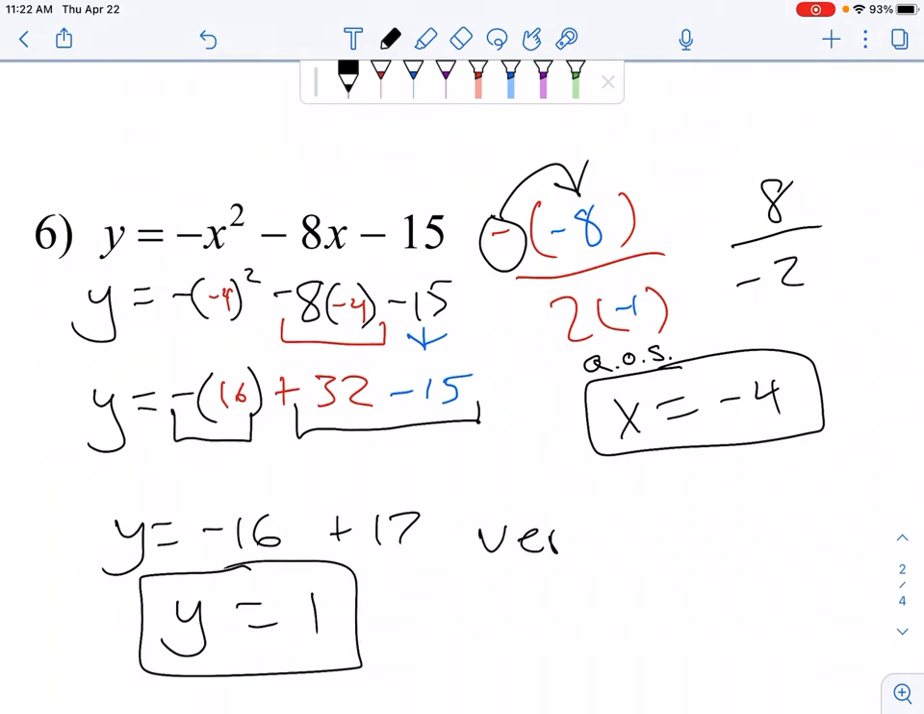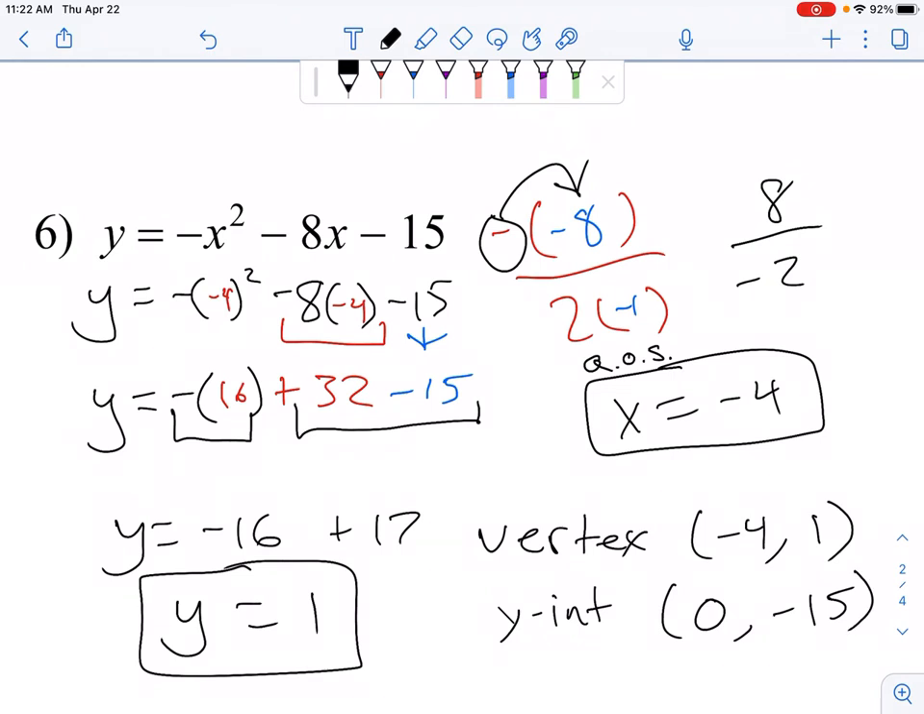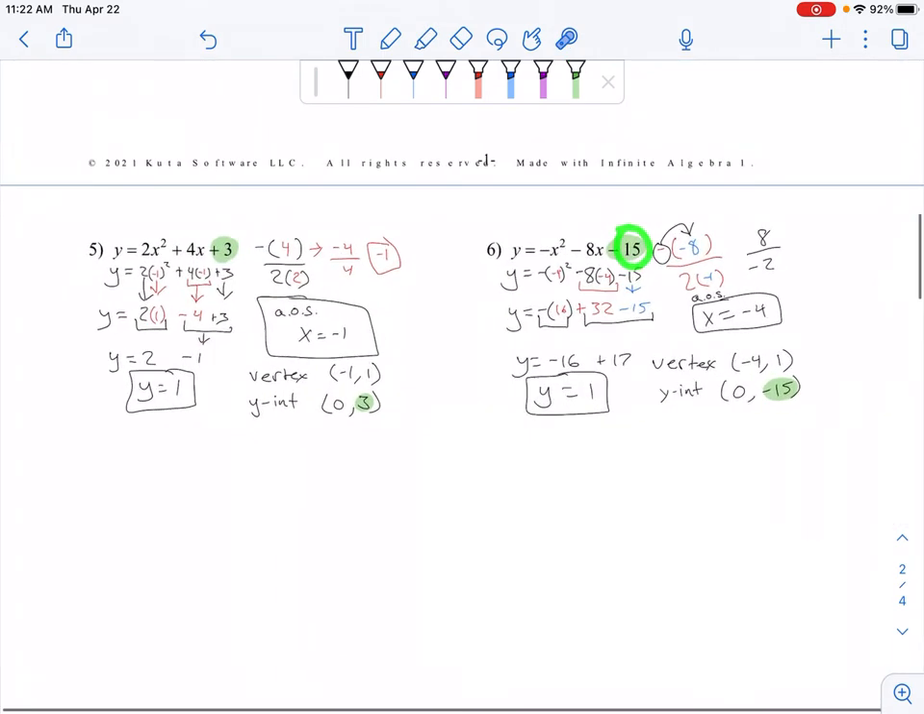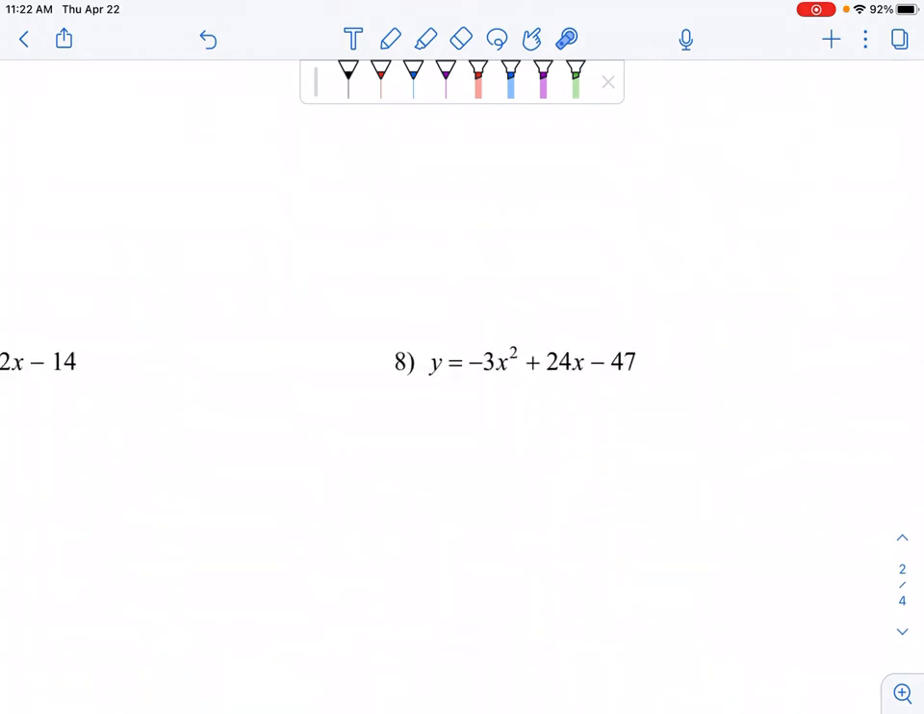So for my vertex, I meant to write it like this, when x is negative 4, my y is 1, and my y-intercept, when x is 0, y would be negative 15. And we're just pulling that again. This negative 15 is coming from our c term. Let me show you one more example. I'll do it with this one.